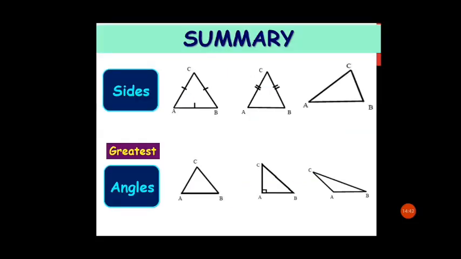So let's summarize what we discussed now. The types of the triangle according to the sides. If all sides are equal, it will be equilateral. If 2 sides only are equal, it will be isosceles. If none of the sides are equal, which means that all sides are different, it will be scalene.